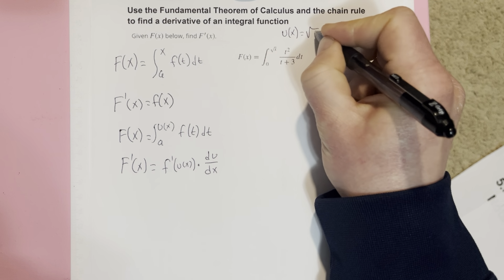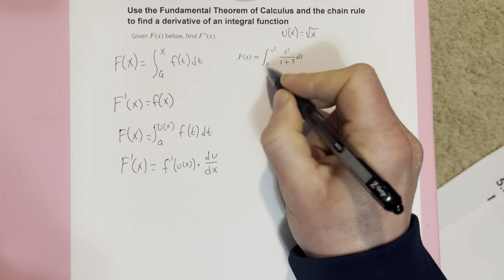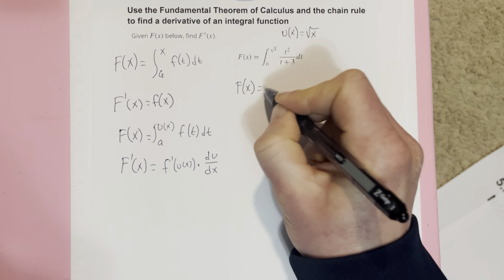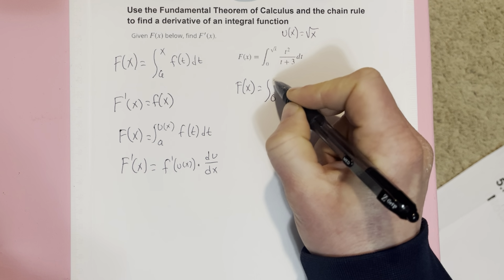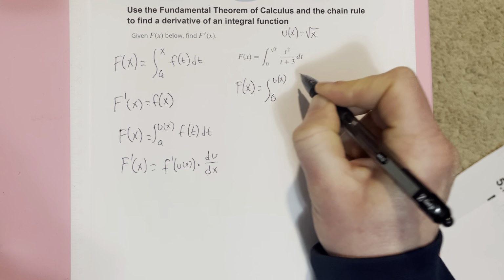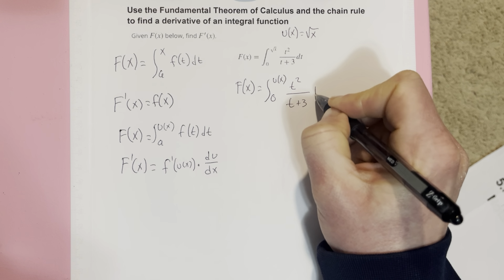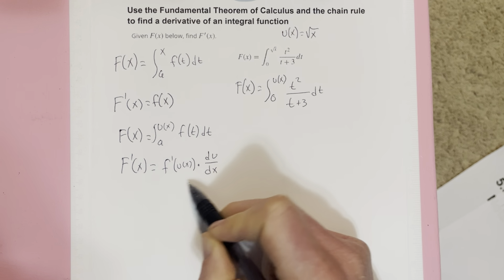So we're going to use this piece to evaluate this now, because I'm going to say u of x is equal to root x. So then I can say now this is really F of x equals the integral from 0 to u of x of t squared over t plus 3 dt. So now I'm going to use this version of it.